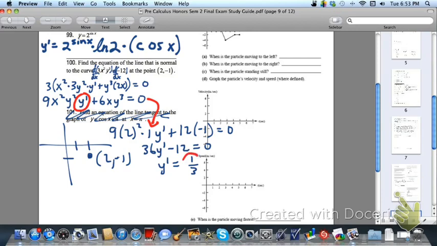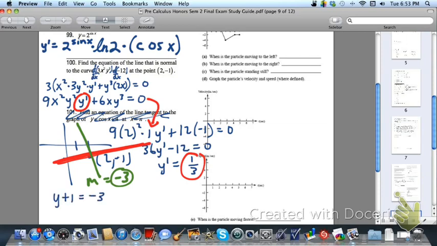And if y prime equals 1/3, that means that the tangent line slope is 1/3. Well, the normal line is perpendicular to this slope of 1/3, so it would have a slope of -3/1. So the slope of the normal line is -3, and therefore we can come up with our equation, because we have y minus y1, which is y minus -1, equals the slope of the normal line multiplied by x minus x1. And x1 is 2, y1 is -1, and there we have our equation of the normal line.